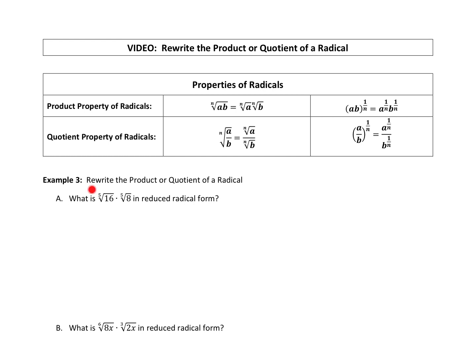So example 3, rewrite the product or quotient of a radical. What is the fifth root of 16 times the fifth root of 8 in reduced radical form? So we saw up here that if you're multiplying radicals with the same root together, you can put them all together underneath one radical. So this is going to be equal to the fifth root of 16 times 8. 16 times 8 is 128, so we have the fifth root of 128. So can we reduce the fifth root of 128?